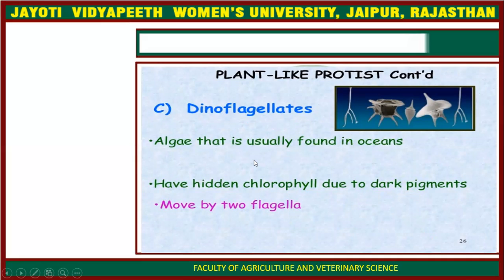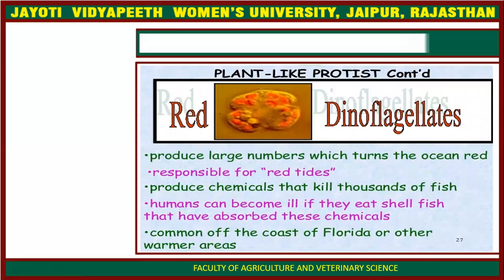The next class is dinoflagellates. Algae that are usually found in the ocean are known as dinoflagellates, and have hidden chlorophyll due to dark pigments. They also move by flagella. The next is the red tide dinoflagellate. They produce a large number of spores, which turn the ocean red, responsible for the red tides of the ocean. They produce chemicals that kill thousands of fish. Humans can become ill if they eat shellfish that have absorbed these chemicals. So they are pathogenic for humans.